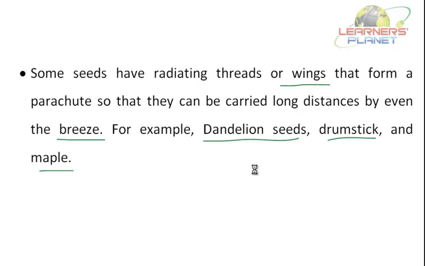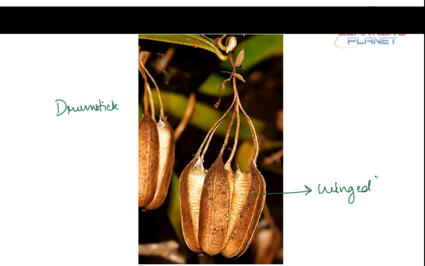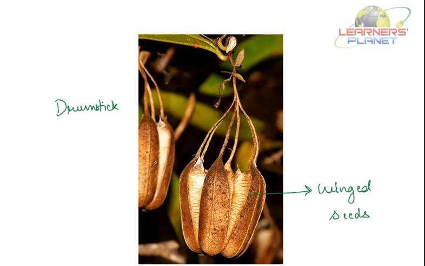So let us see how the drumstick plant looks. Yes, this is drumstick. And here you can see the beautiful picture of its seeds. Now they appear to be very large and very heavy, but actually they are not heavy. These are the winged seeds of drumstick, right? So these winged seeds also are carried very far, to a long distance, just by wind. So this is wind dispersal.